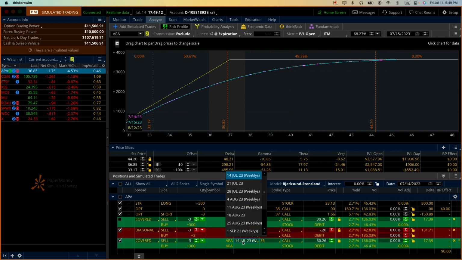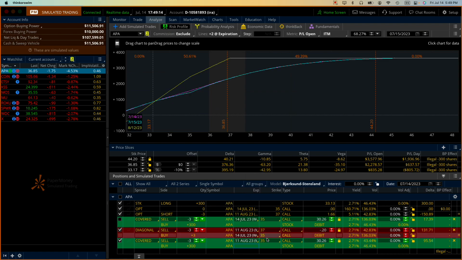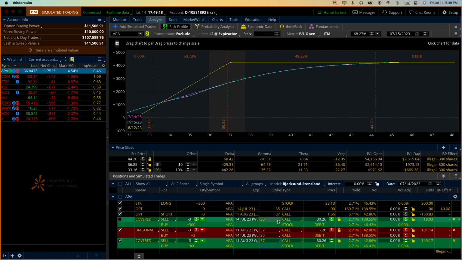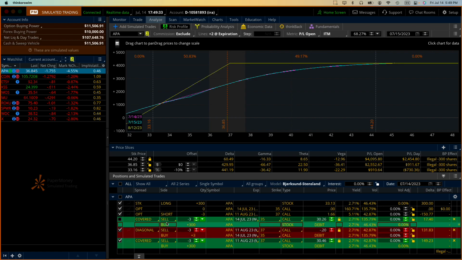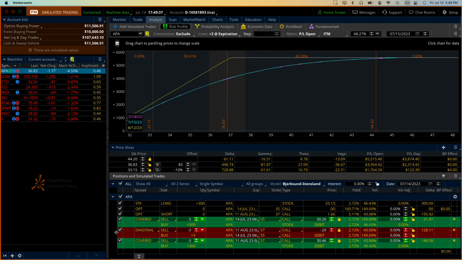My new trade is August 11th, and the strike price is 37. And my cost is a little 20 cents more because it's a debit. So we are adding this number to this number, 30.46. Okay, so here we go.